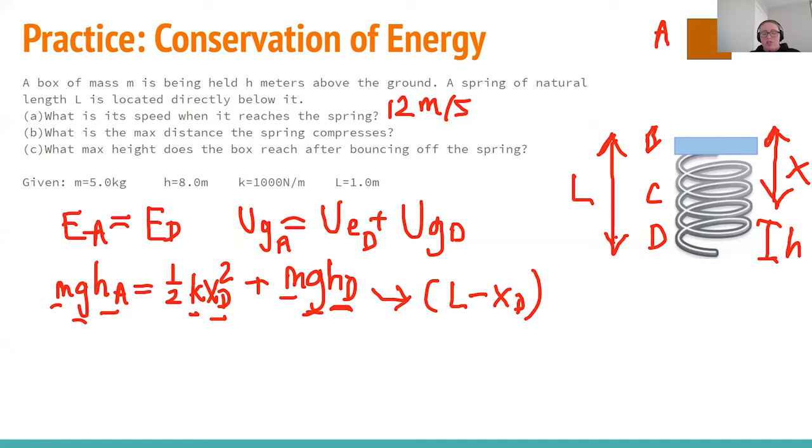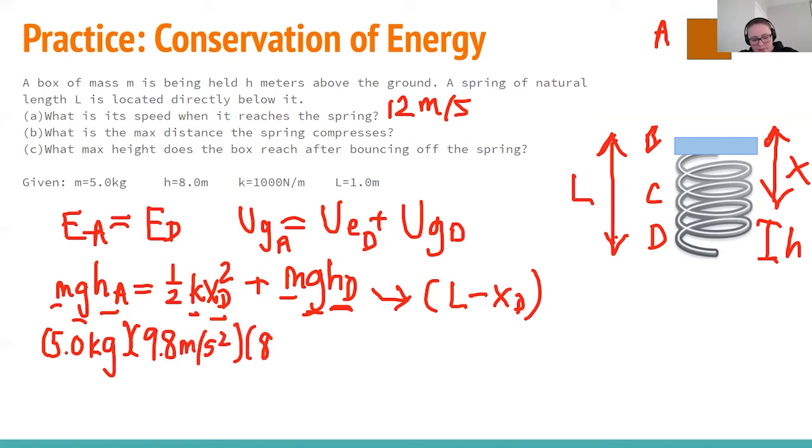That way, in this equation, we only have one unknown, which is x, as opposed to 2 unknowns, which is x and h. So this is how it's going to be written. We're going to plug that in. We have mass, which is 5.0 kilograms times 9.8 meters per second squared times the height at A, which is 8.0 meters. Same step as last time, but I'm just going to repeat it to make sure that everything's correct in this step as well.